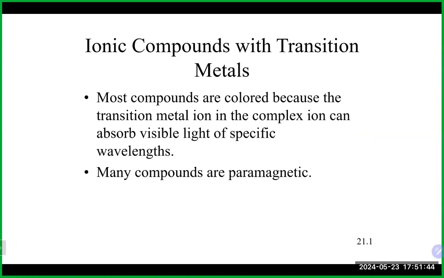So as I talked about before, ionic compounds with transition metals, a lot of these guys will have different colors. That's again because the transition metal and the complex ion can absorb light at different wavelengths. A lot of them are also paramagnetic. Paramagnetic means unpaired electrons, perhaps. Diamagnetic means they are paired up, right? Your spins unpaired, heading in the same direction, paramagnetic.